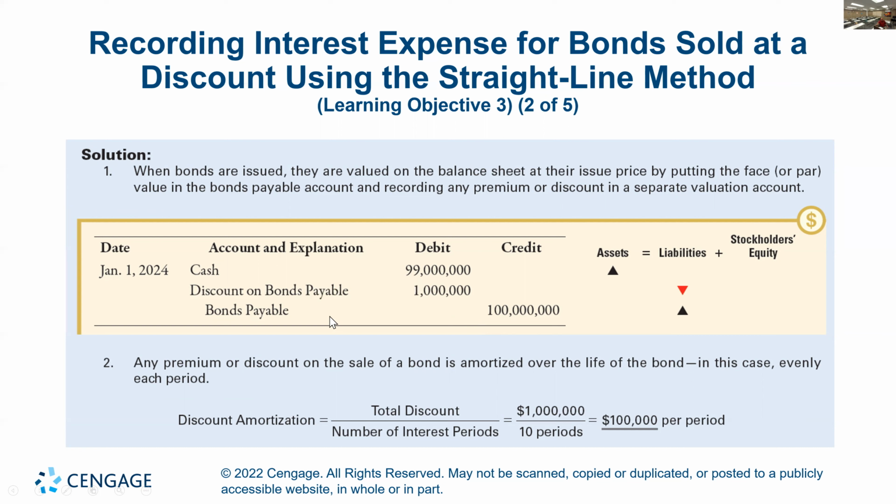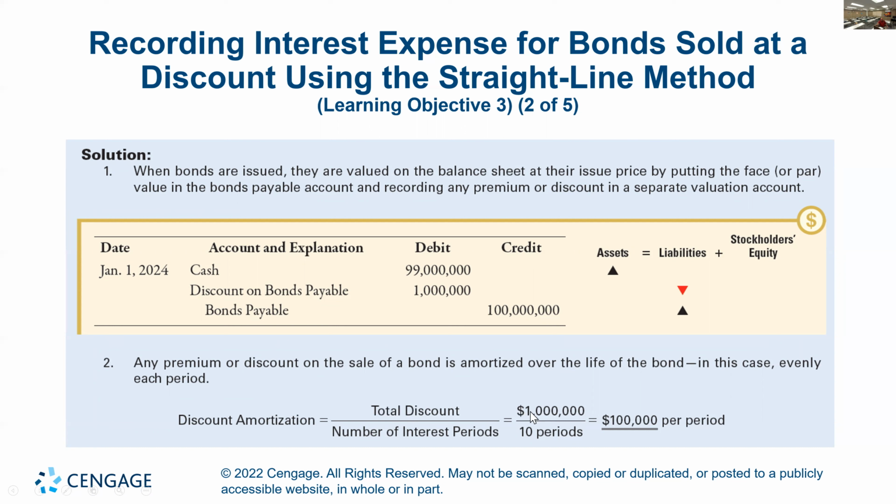At this point in time, the bonds payable are listed on the balance sheet as we owe 99 million. But you can see, we're going to amortize this discount off. So we are going to amortize it over the life of the bond, and we're going to do it in a straight line method. So here we need to find out how much we are going to amortize each time we make an interest expense entry.